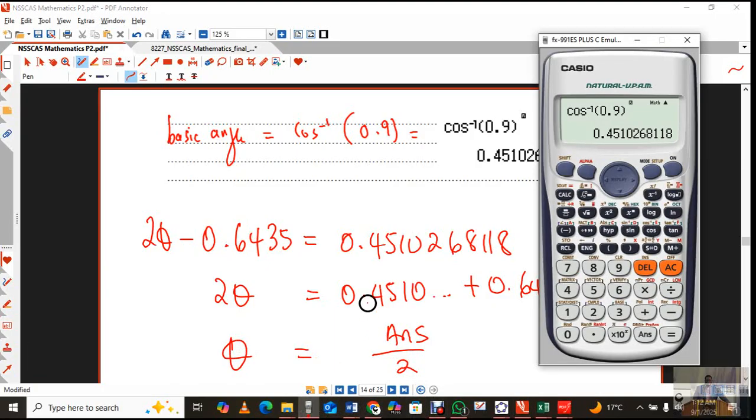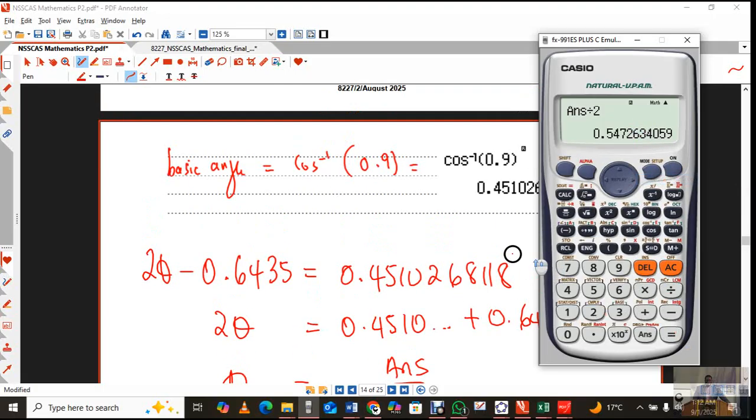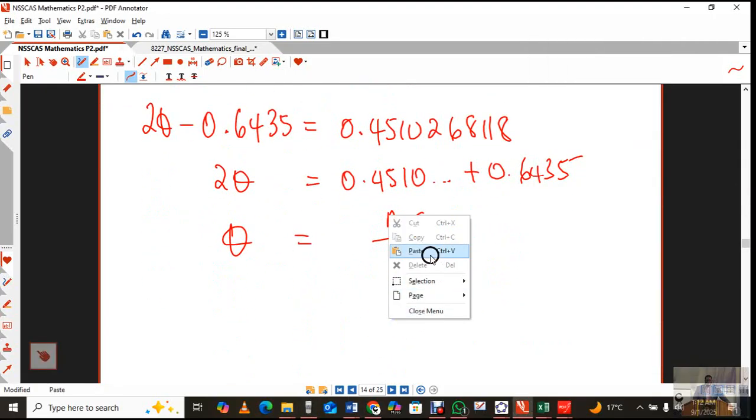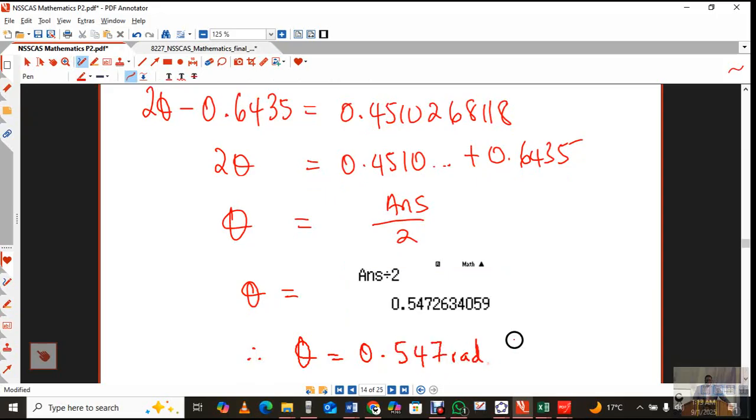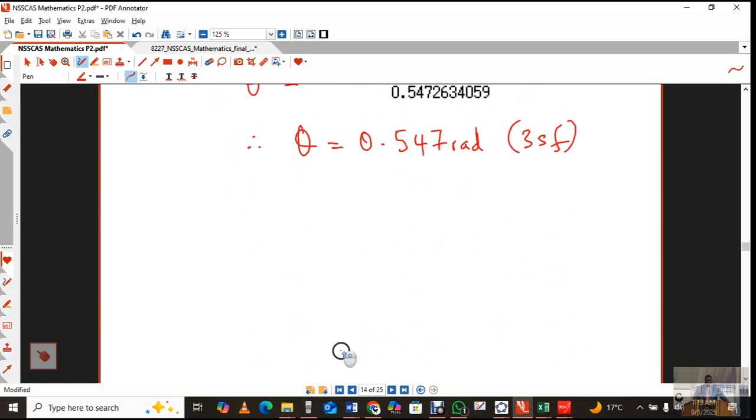So let's just grab the calculator. The calculator should have something already pre-installed, 0.45. So I'm going to add 0.6435 to it. That's the answer, and I'll divide it by 2. Okay, and then if I capture that, then obviously theta is going to be equal to that. Therefore theta will be 0.547 radians. This is correct to 3 significant figures, which is what they eventually required.